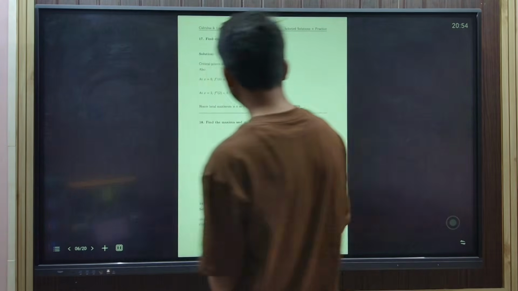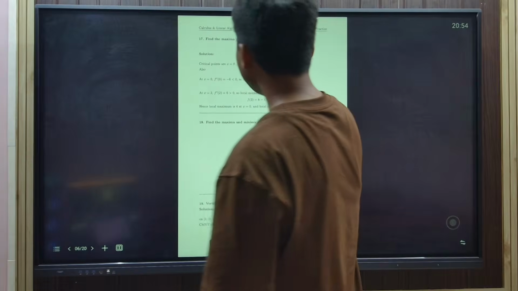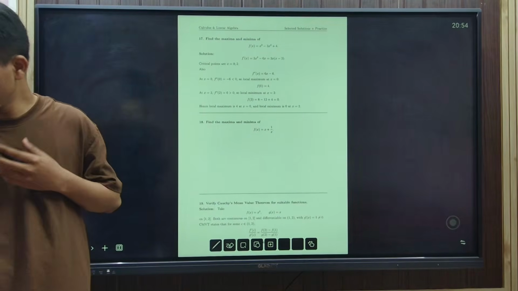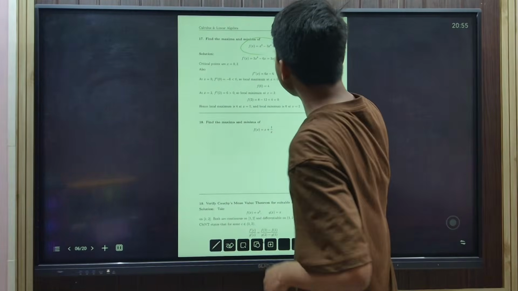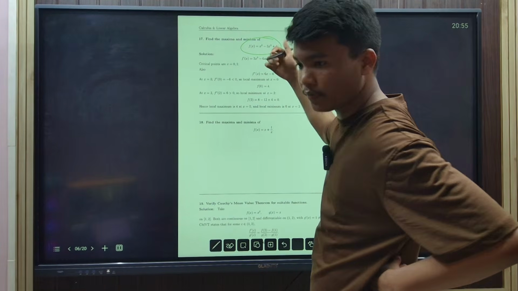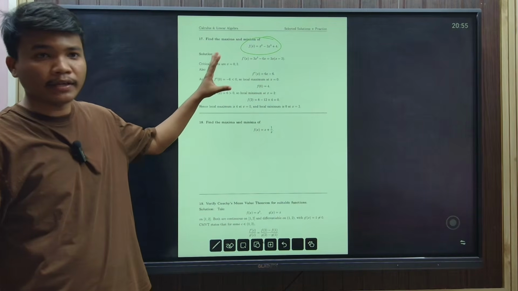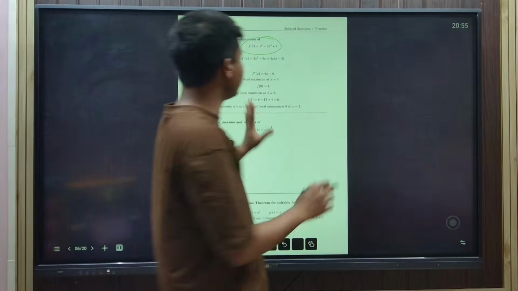Now, the next problem. Okay, minimum maximum. How do we find the minimum or maximum value of a function? For the minimum or maximum value, you have to find the critical points first, right? Everything I have discussed here, nothing comes without any logic.